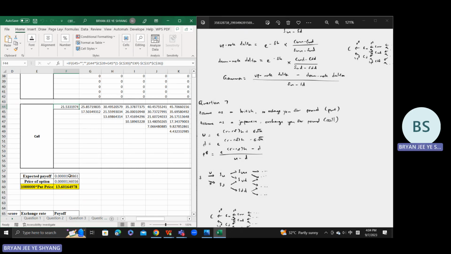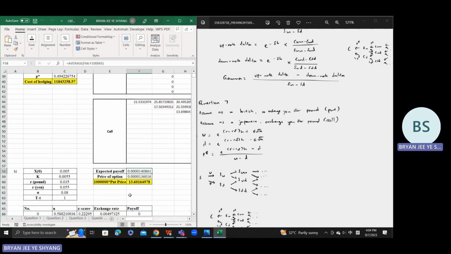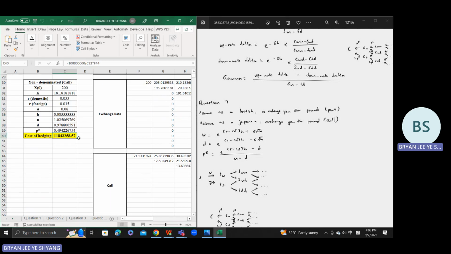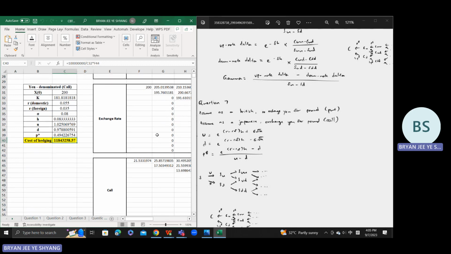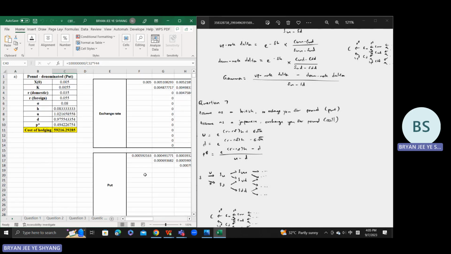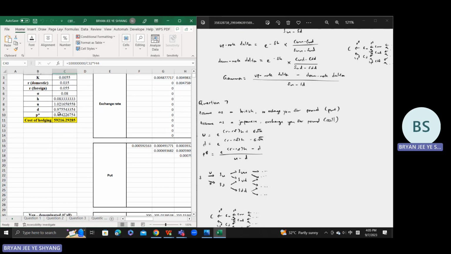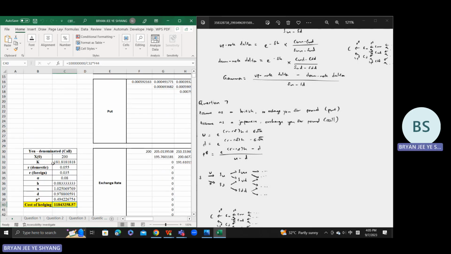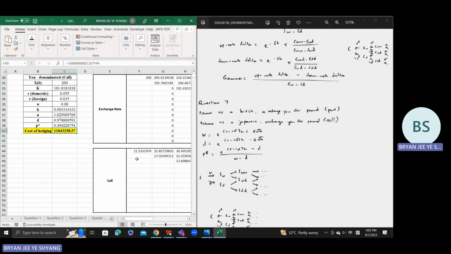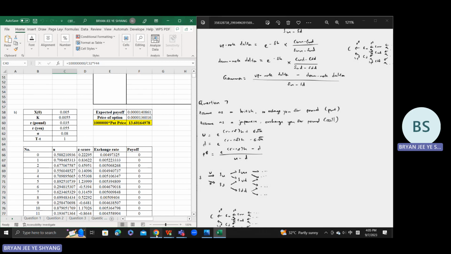So the expected payoff is, okay, no, this one is for question B. The cost of hedging is equal to 100 million divided by the pound exchange rate. Because we are from the perspective of the British, we times the cost of hedging by the call option price times this, and then we get 11843258.57.